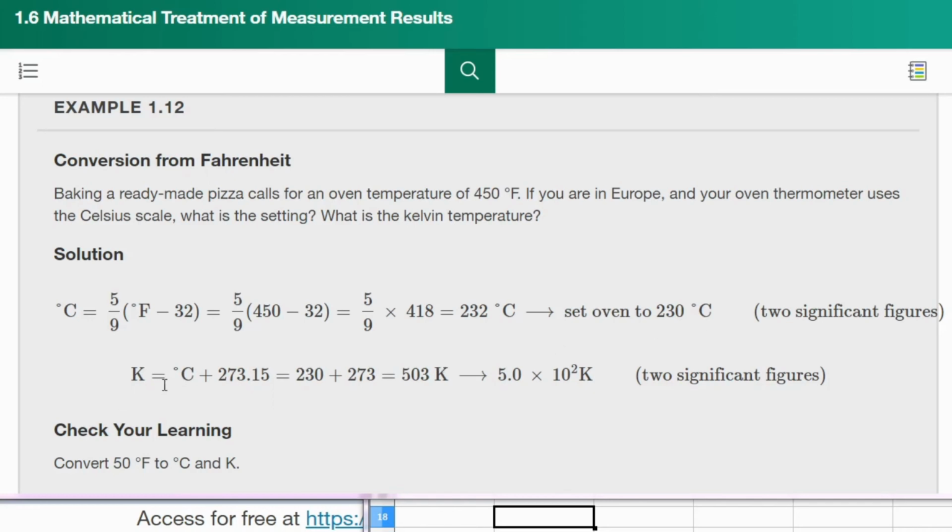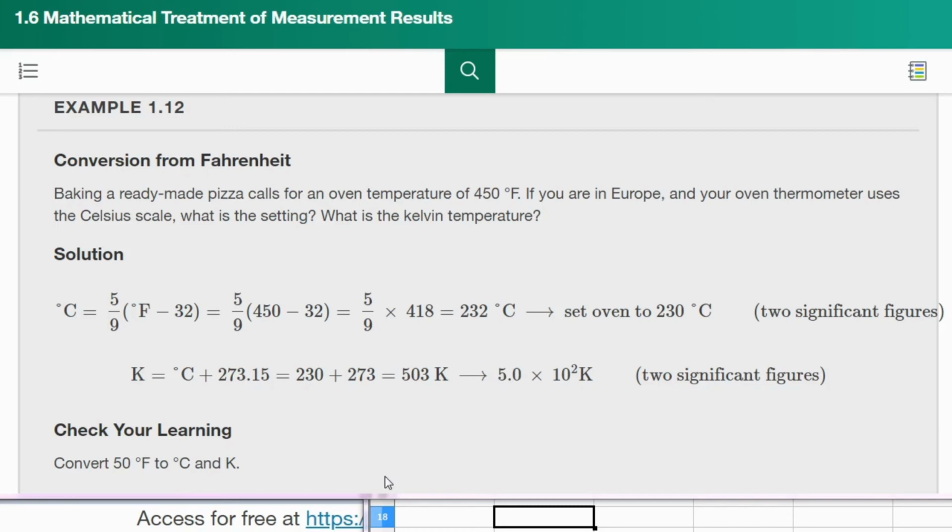Now to Kelvin, it's very easy. We just add 273.15 to the degrees Celsius, crunch through the numbers, and we get 503 Kelvin. Since we want 2 significant figures, it should be 5.0 times 10 to the second power Kelvin. So 5.0 is 2 significant figures. That's using scientific notation. So now let's check our learning.